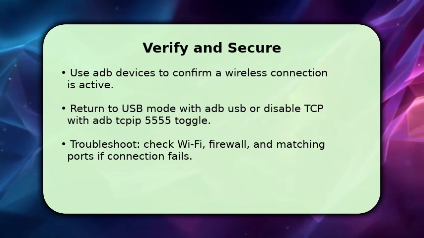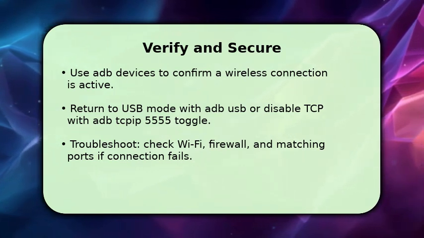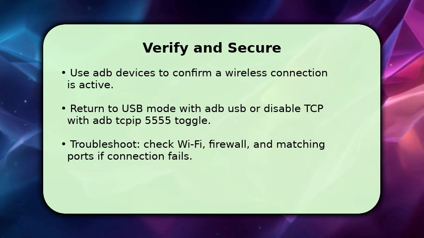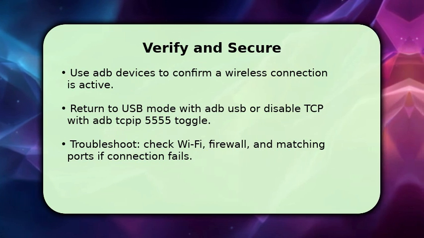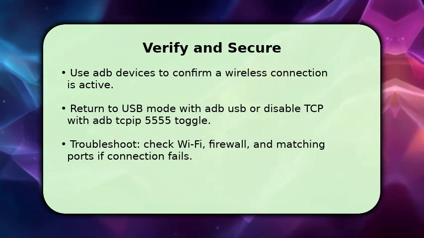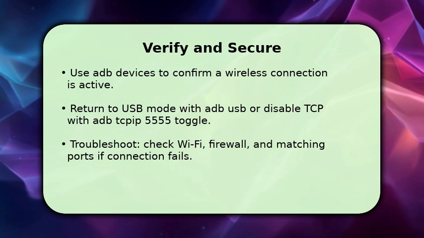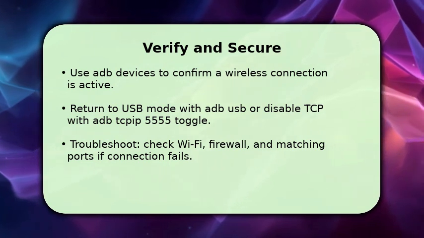Finally, verify the wireless link by running adb devices and confirming the IP:5555 entry. If you need to revert to USB, plug the cable back in and run adb usb, or disable network listening by toggling the TCPIP setting.